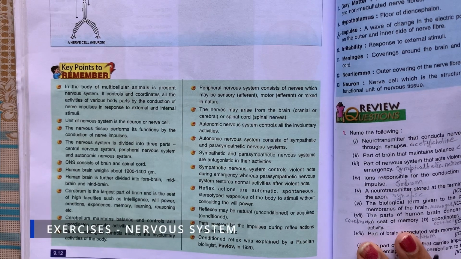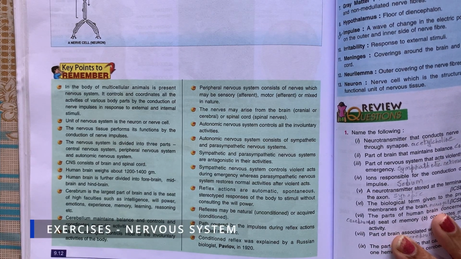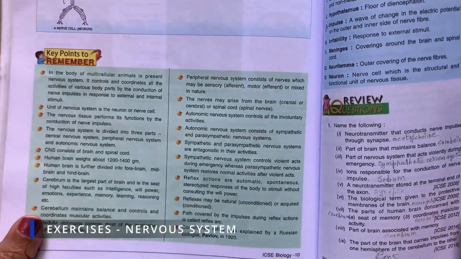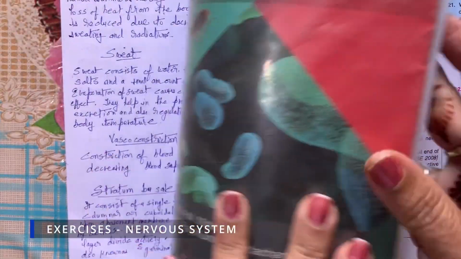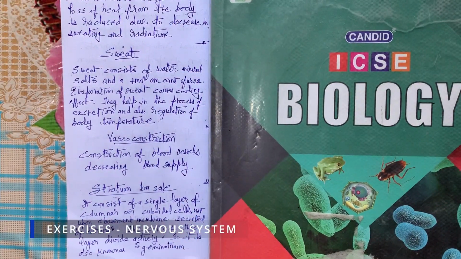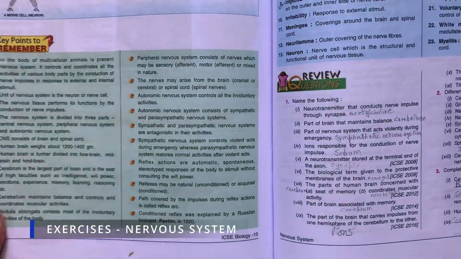Today I'll discuss the exercises of the nervous system, class 10. Okay, let's have a look. Here I am discussing the exercise from the book Your Candid ICSE Biology for class 10th.